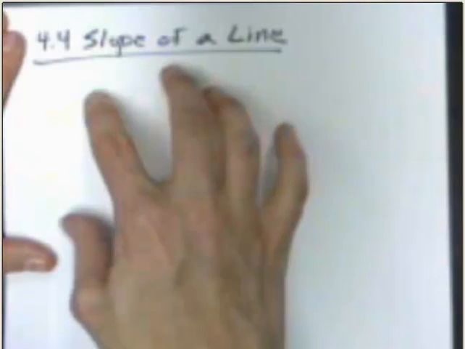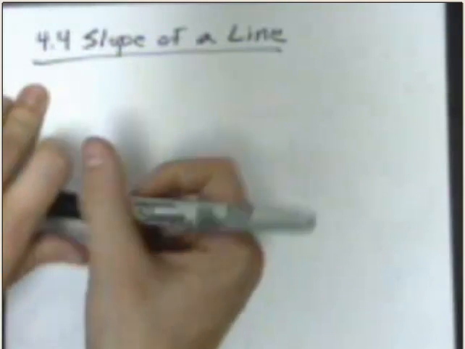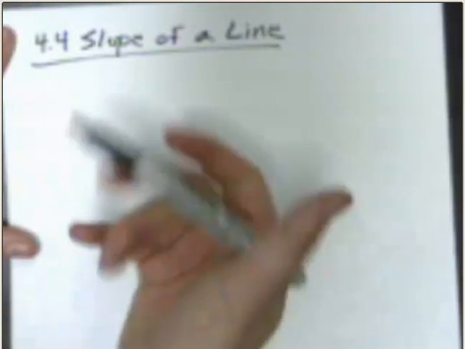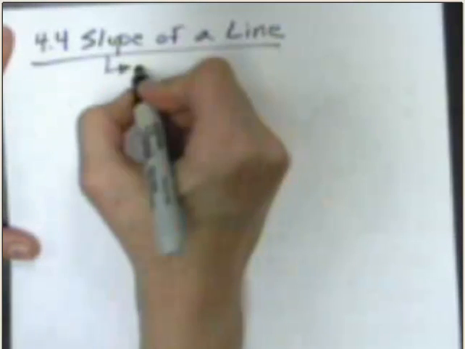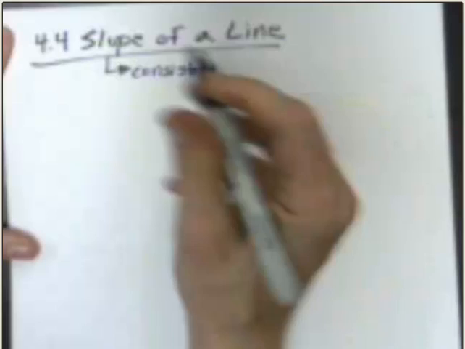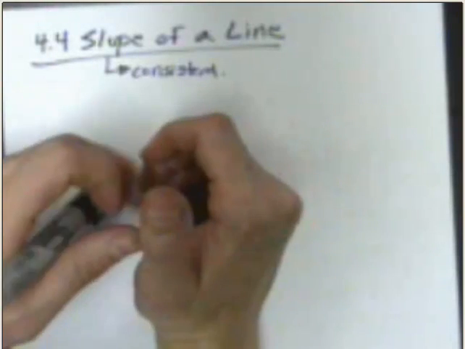This right here is going to dictate a lot of your understanding with lines. We said that the slope of a line is consistent, right? I'm going to write that. What that means is between any two points, it's not going to change. It's the same between any two points.